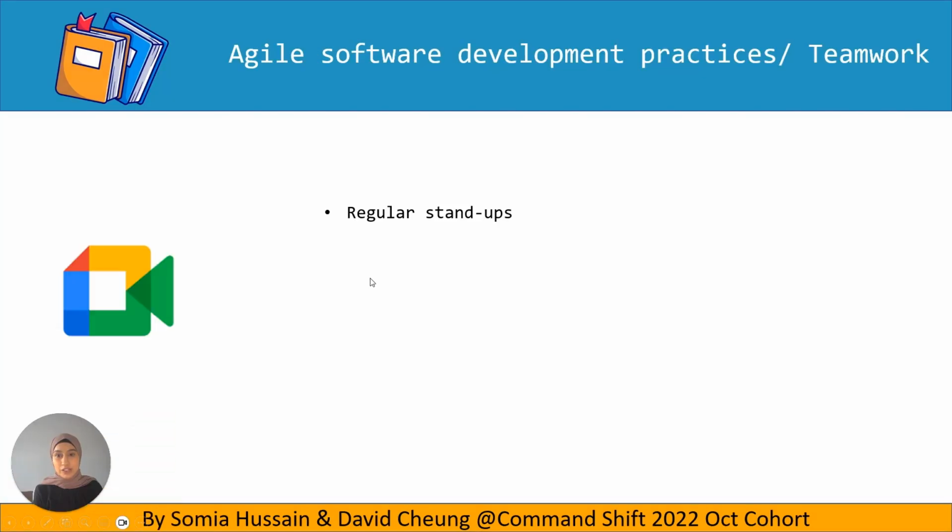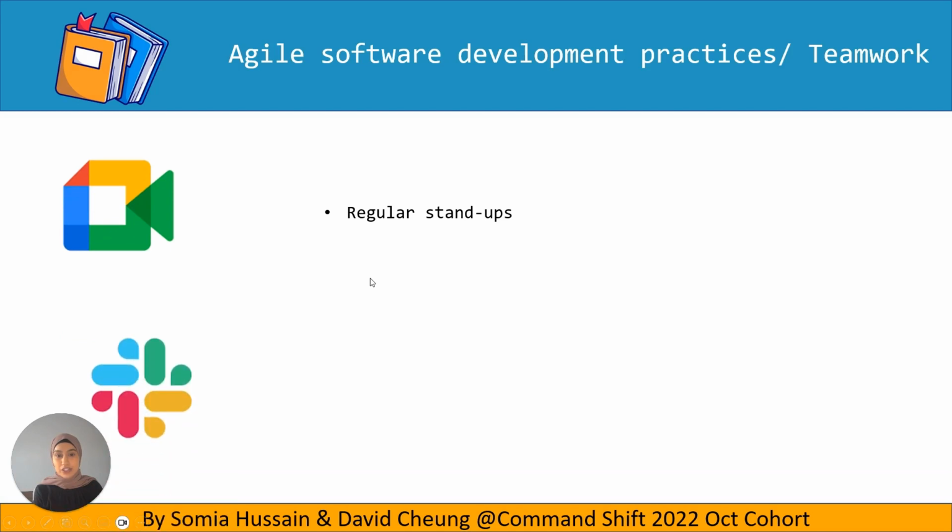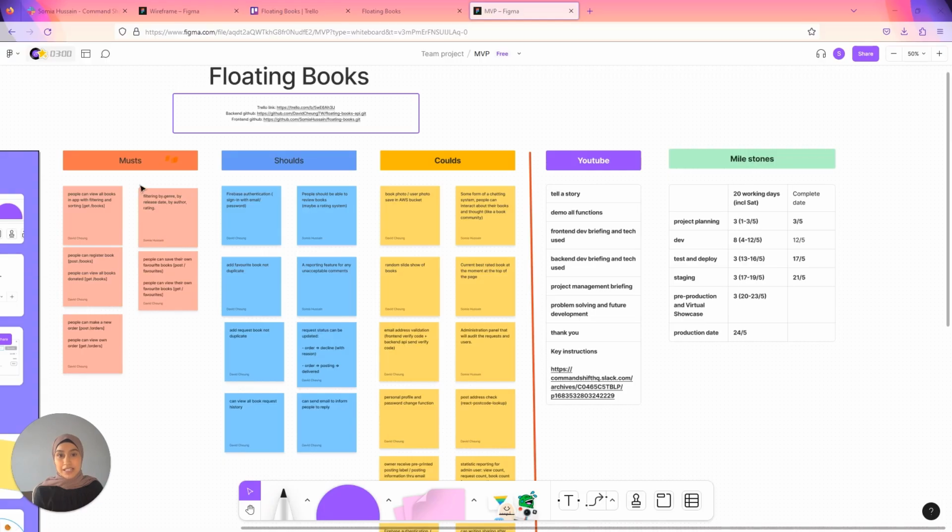So we had regular stand-ups, we used Google Meet and Slack to share any difficulties, task distribution, update project schedules, etc. For requirement gathering, we used Figma to discuss the minimal viable product. It helped us define a task list, which we divided into must, should and could, and we also set milestones for our application as well.